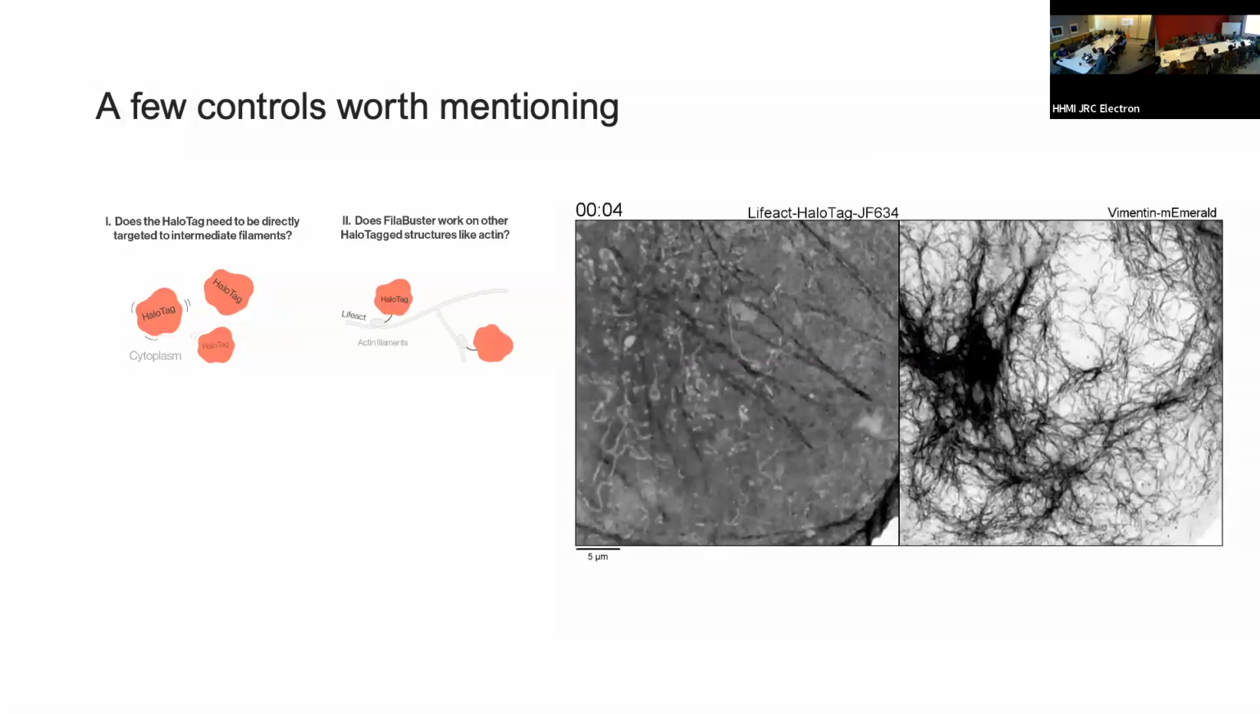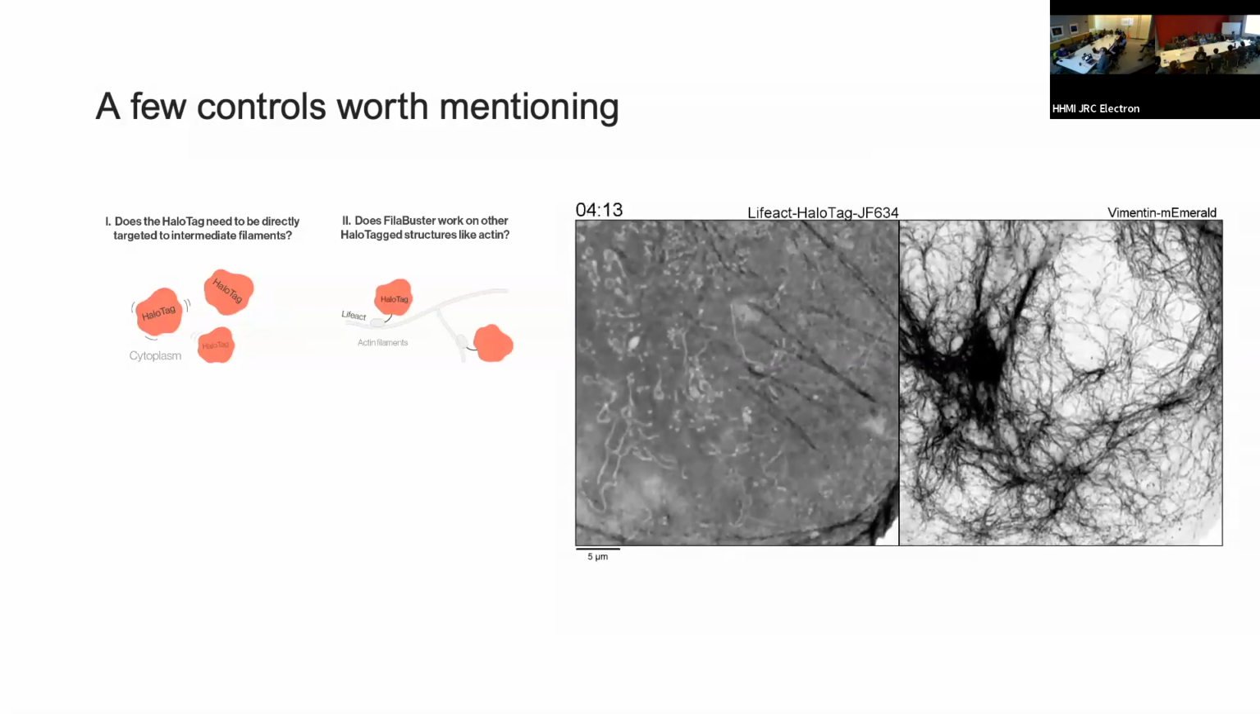We wondered, is it possible to use the FilaBuster approach on other structures? Chromophore-assisted light inactivation has in the past been used for things like actin and microtubules at very, very high energy doses, much higher than what we're using here, often multiple orders of magnitude higher. But could we use the same targeted, specific Halo tag approach with actin filaments at reasonable light doses?